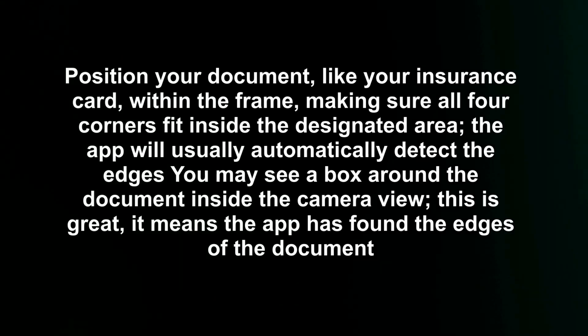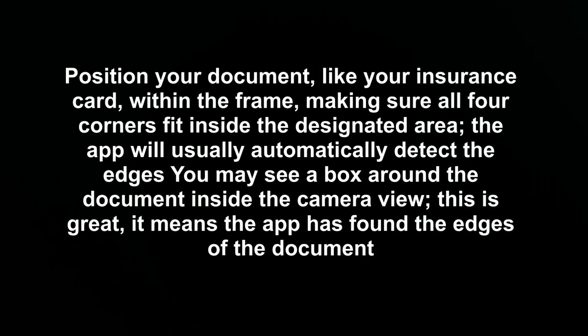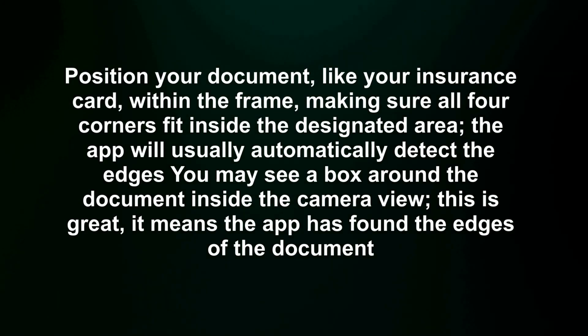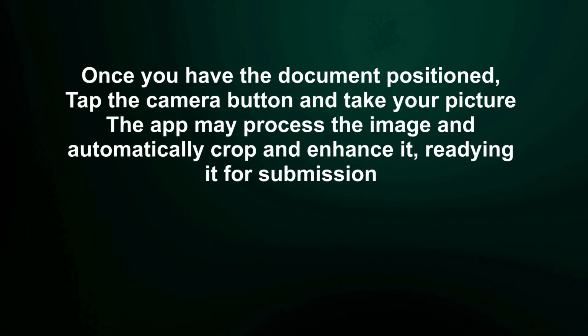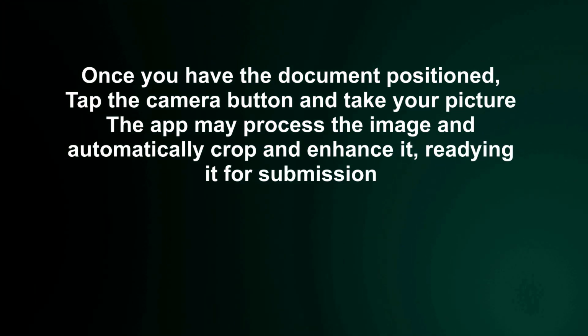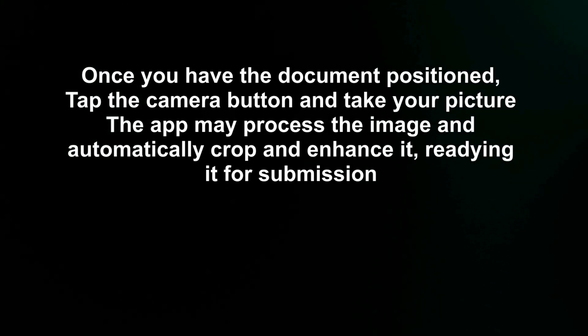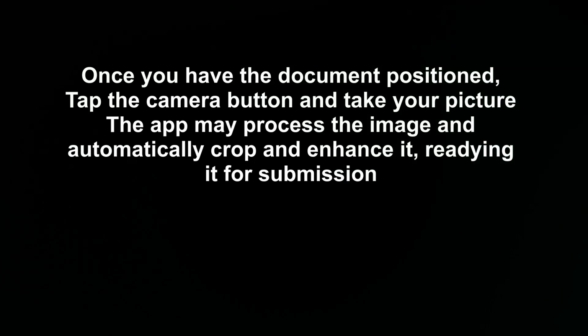The app will usually automatically detect the edges. You may see a box around the document inside the camera view. This is great. It means the app has found the edges of the document. Once you have the document positioned, tap the camera button and take your picture. The app may process the image and automatically crop and enhance it, readying it for submission.